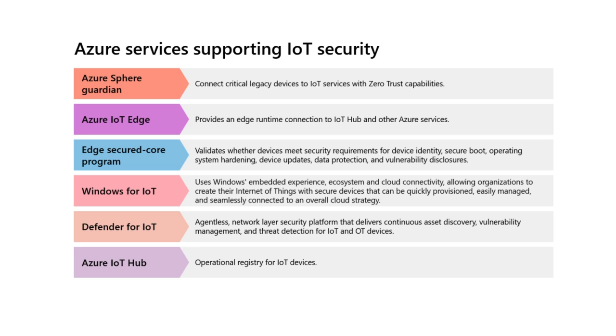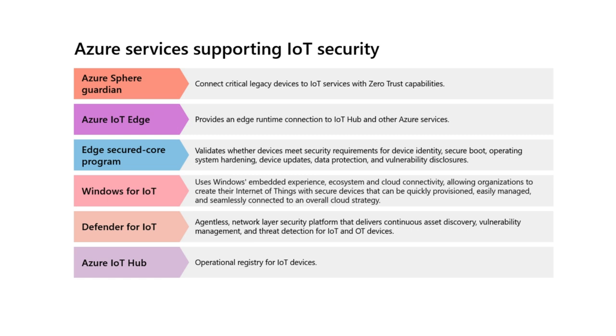Azure Sphere Guardian modules connect critical legacy devices to IoT services with zero trust capabilities, including strong identity, end-to-end encryption, and regular security updates. Azure IoT Edge provides an edge runtime connection to IoT Hub and other Azure services and supports certificates as strong device identities. IoT Edge supports the PKCS #11 standard for device manufacturing identities and other secrets stored on a trusted platform module, TPM, or hardware security module, HSM.